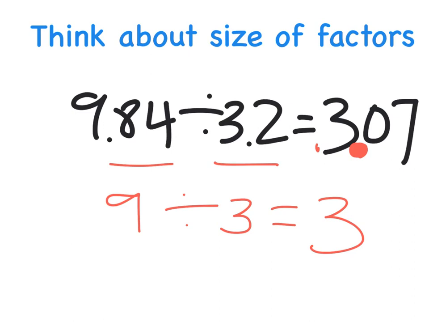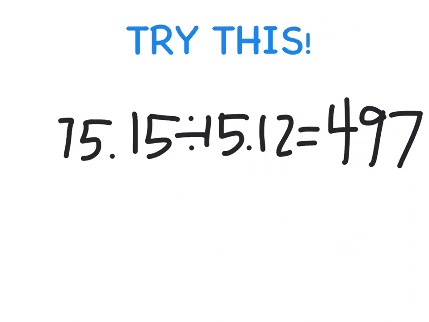I want you to go ahead and try this problem, 75.15 divided by 15.12. The numbers of the answer are 497. I want you to use what you know about the size of the numbers or estimation in order to figure out where the decimal point goes. Good luck!